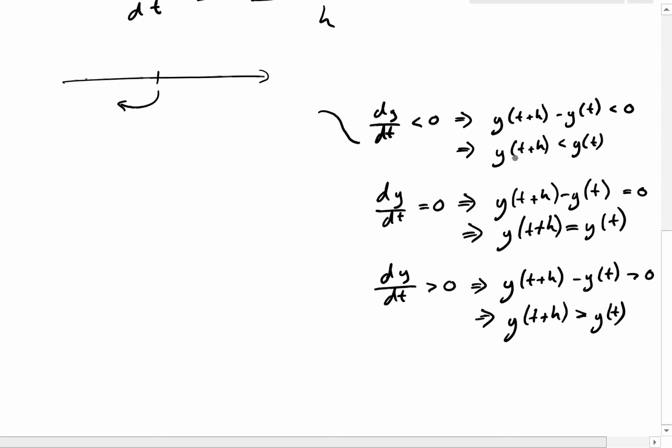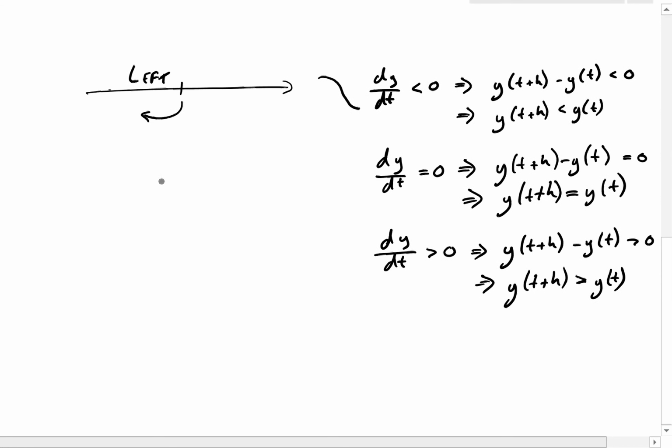Our second point in time is less than our first point in time. If you consider it on a number line, say this was 4 and this was 3, this is our first point in time, this is our second point in time. If our first point in time is bigger than our second, it means we're getting smaller, so we have to be moving to the left. Go away and think about it if you're not sure. So if dy by dt is negative, we're moving to the left.